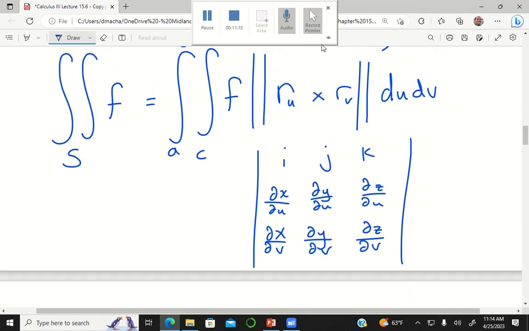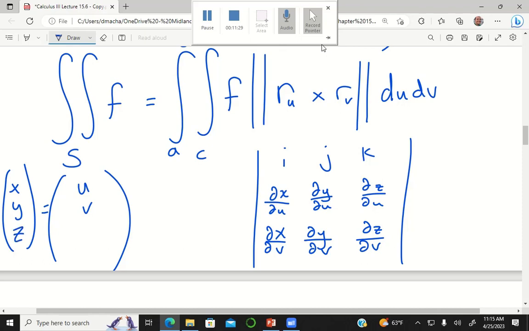So if I take that determinant, then I get this cross product. But I just said that my parametric surface has this form where x is equal to u, y is equal to v, and then z is some function of u and v. Don't know what that is, but I'm just saying broadly this is what it would look like to have an explicitly defined surface that you convert into a parametric surface.